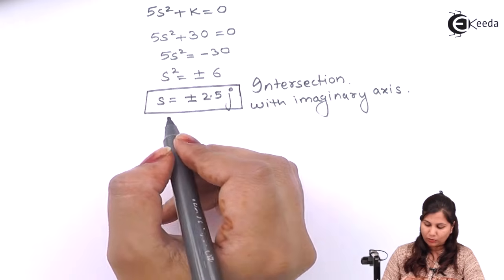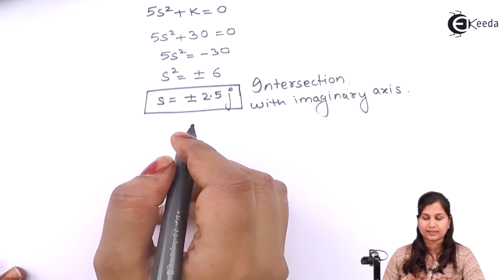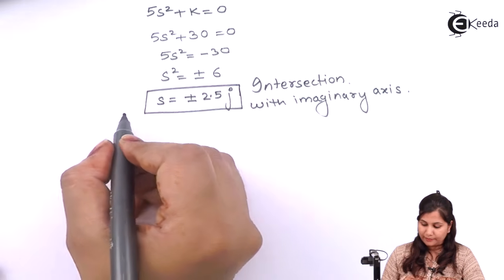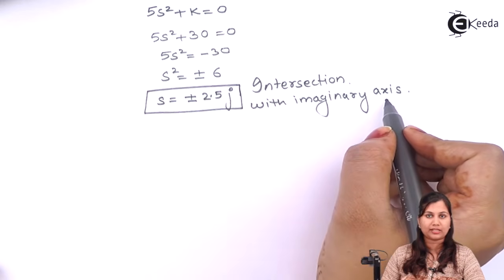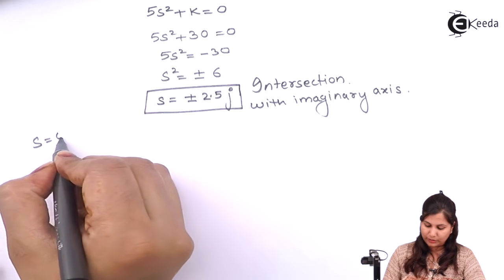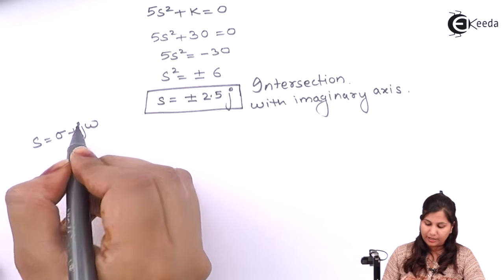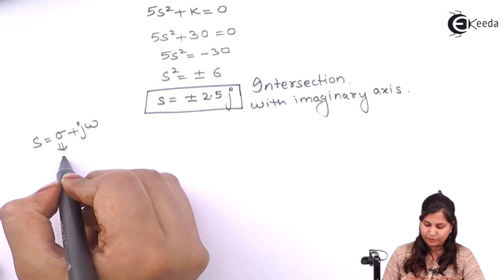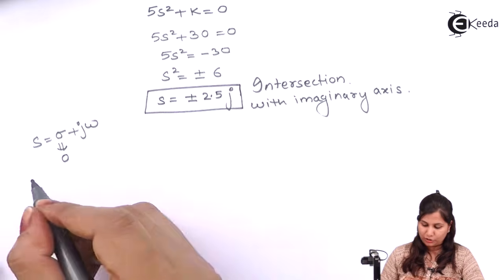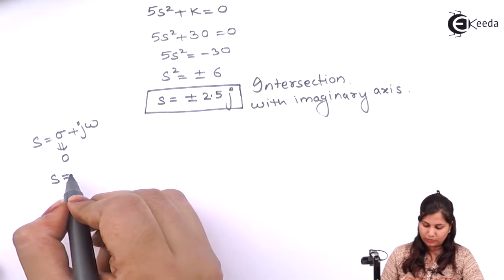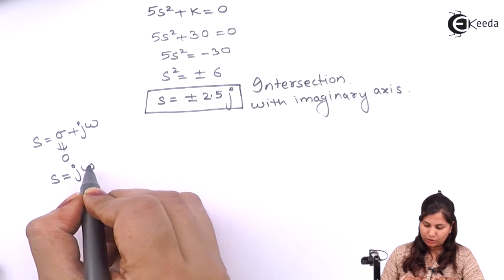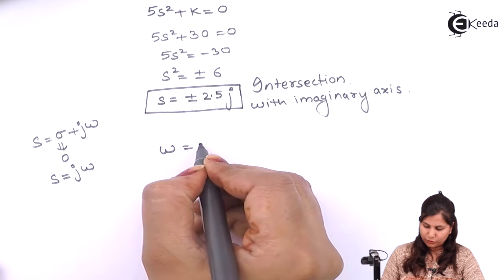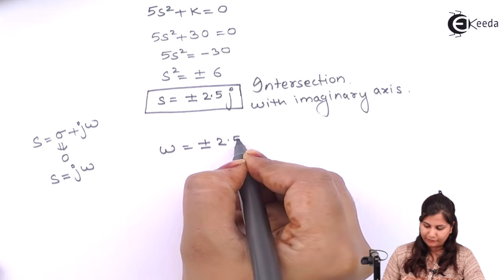So s is sigma plus j omega, and here because it is the intersection with the imaginary axis, s is equal to sigma plus j omega. Here sigma will be 0 because it's the imaginary axis, so s is equal to j omega. So omega will be equal to plus minus 2.5j.